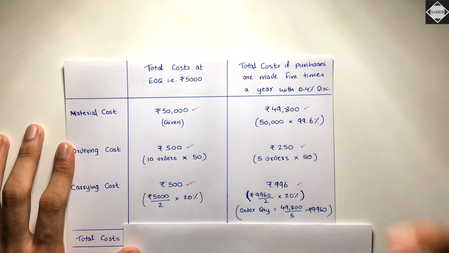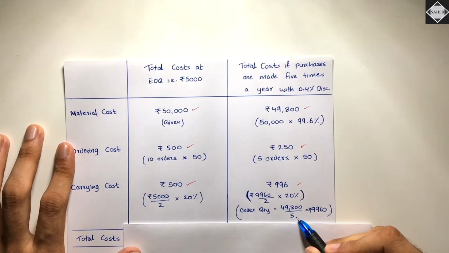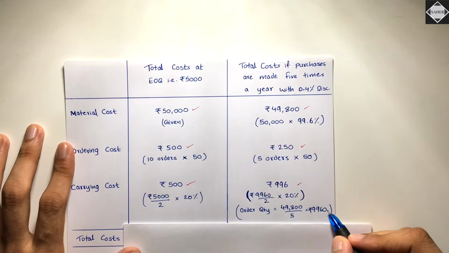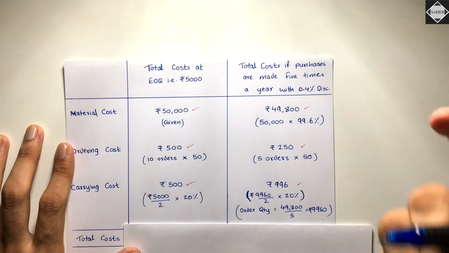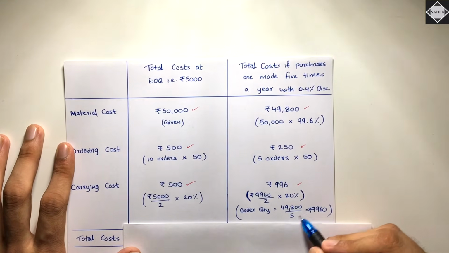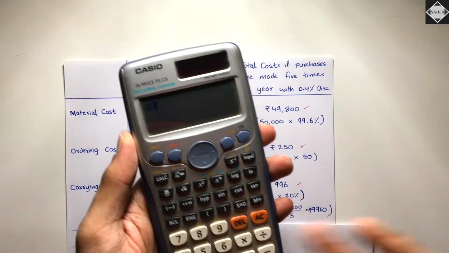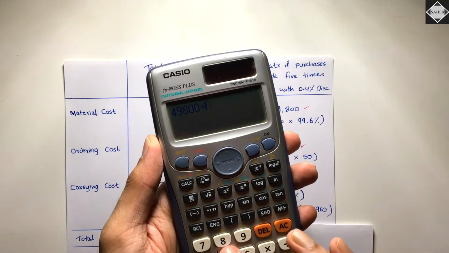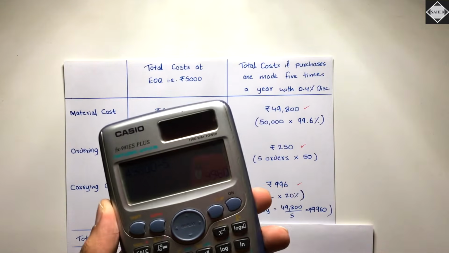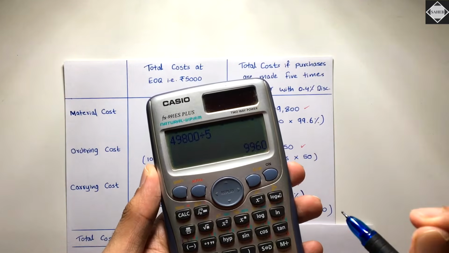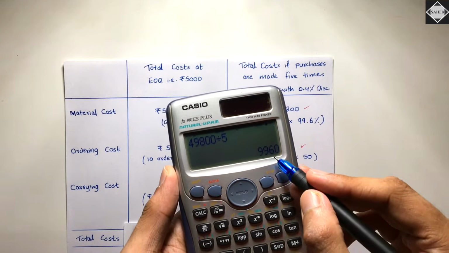Order size is equal to annual demand divided by the number of orders. That's what you do, and you get the order size. That's the formula, but here we have everything in rupees. So 49,800, that's your annual demand after discount, divide by 5. 5 orders now. That's equal to 9,960. So this is your order size or order quantity. Whenever you place the order, you have to place an order of this much under this policy, 9,960.